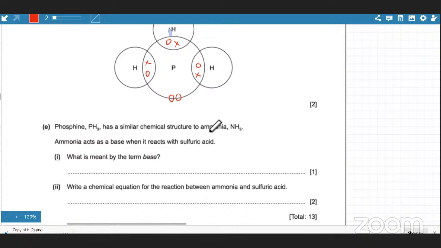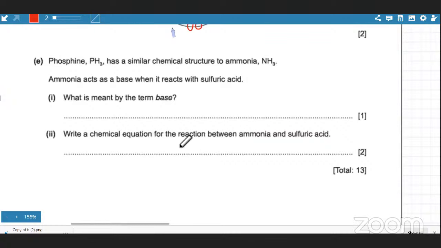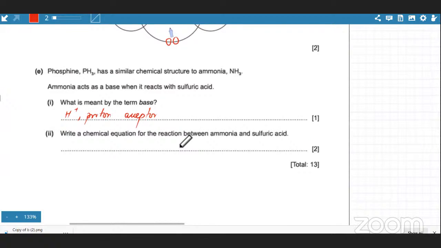Phosphine has a similar chemical structure to ammonia. Ammonia acts as a base when it reacts with sulfuric acid. So, what is meant by the term base? Base means proton acceptor, or H+ acceptor. What's a proton? It's an H+ ion. Remember, acid is a proton donor, base is a proton acceptor.